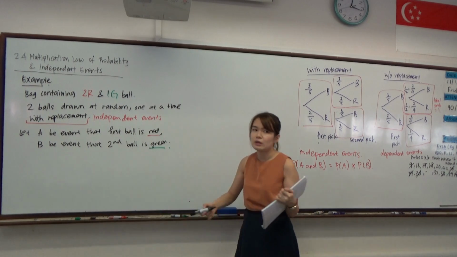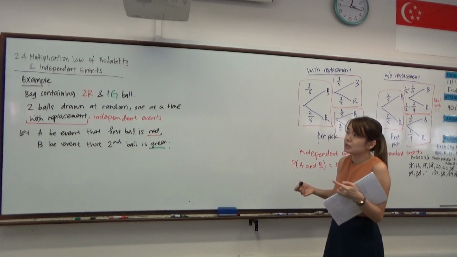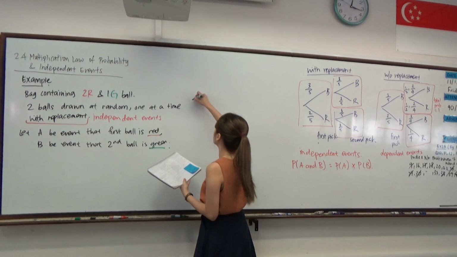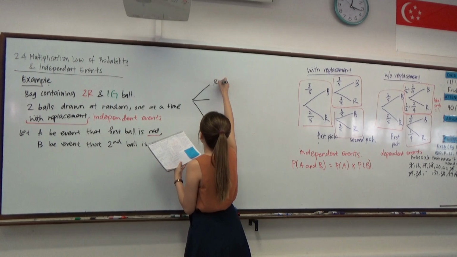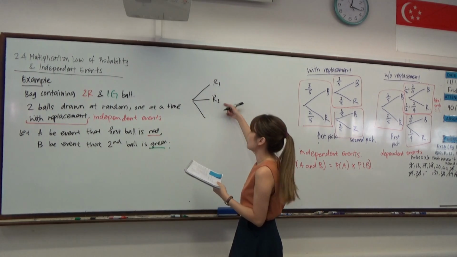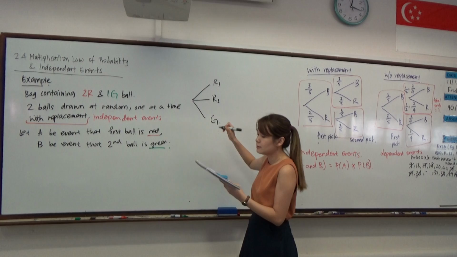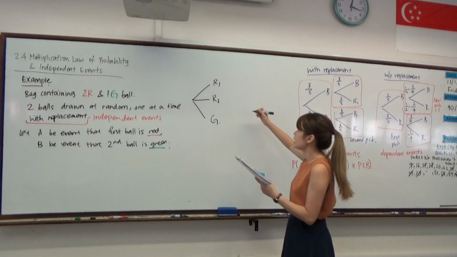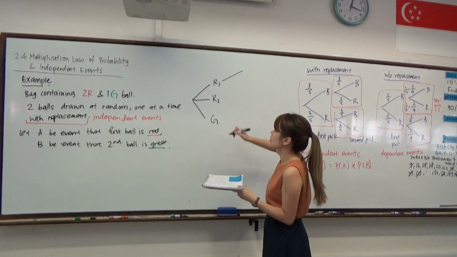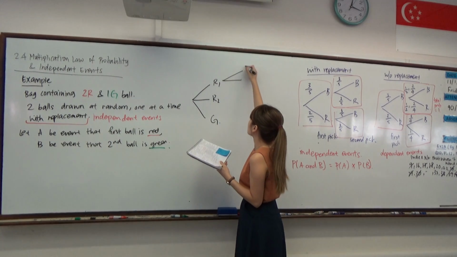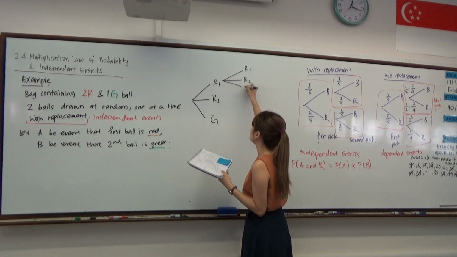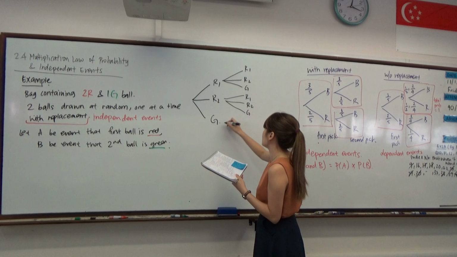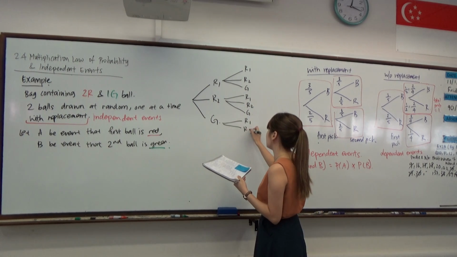So if we were to draw the original version of our tree diagram, we will have two red balls, so R1, R2, and then after that one green ball, right? I'll explain later why I draw it this way. Then after that, my second pick, because there's replacement, so likewise I will have my R1, R2 and green, and then R1, R2 and green, and then R1, R2 and green.